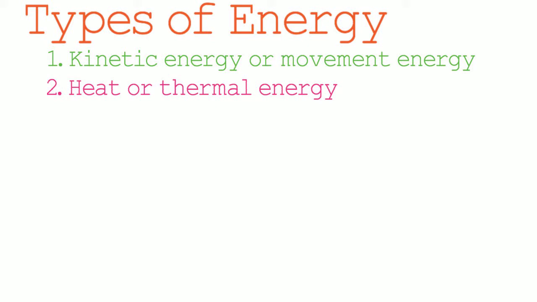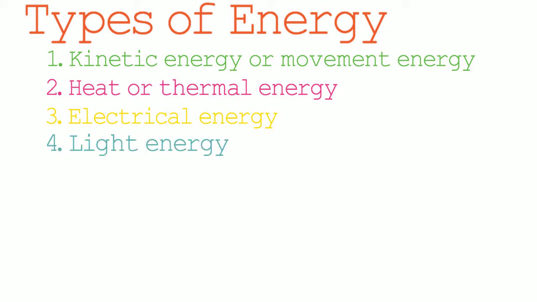Another type of energy is electrical energy, and this energy occurs whenever a current flows. We also have light energy, and this occurs when anything gives out light, such as a light bulb or the sun. Another type of energy is sound energy, and this occurs when any object gives out some noise. An example is a speaker.